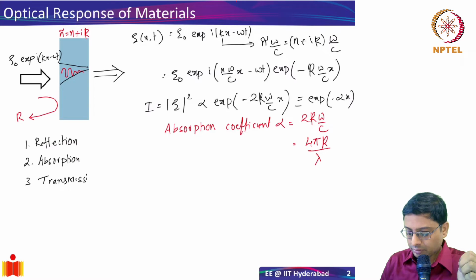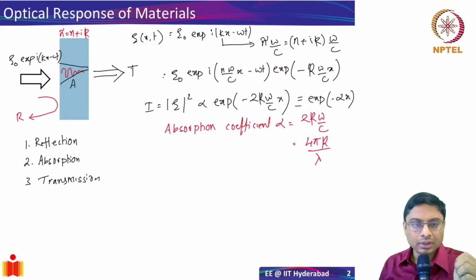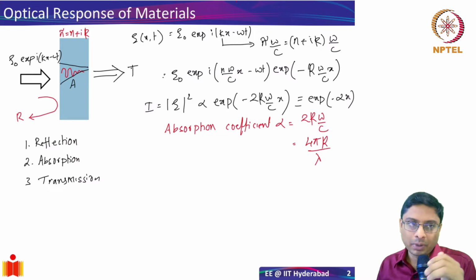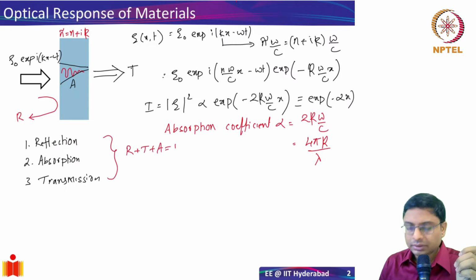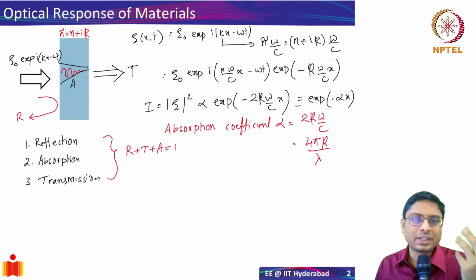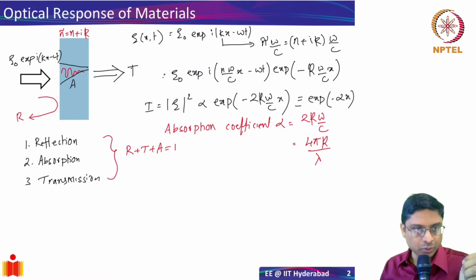Transmission. Okay, so I'll call this T, absorption A. So these are the three main processes that can occur, and if there are no other effects in play, then R plus T plus A should be 1. So basically the incident energy is, let's say, 100. Let's say 20% is reflected, 30% is transmitted, and the remaining 50% is absorbed. So overall the energy has to be conserved. So R plus T plus A should be equal to 1.